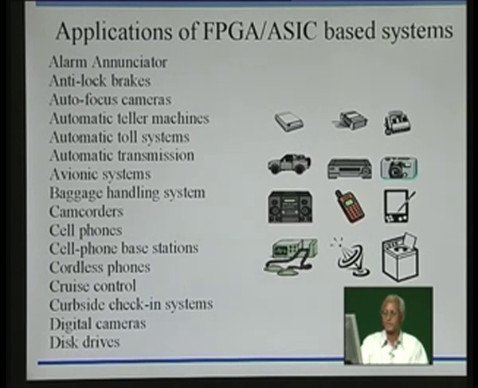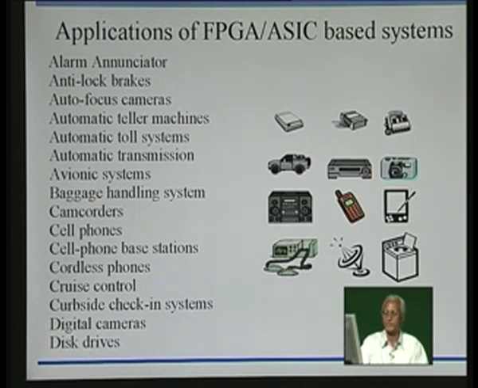And if you want to have a cordless phone, then once again you may require some IC for that. And once again, coming to automobile, you can have a cruise control, and you can just speed up to the limit that you want to go.